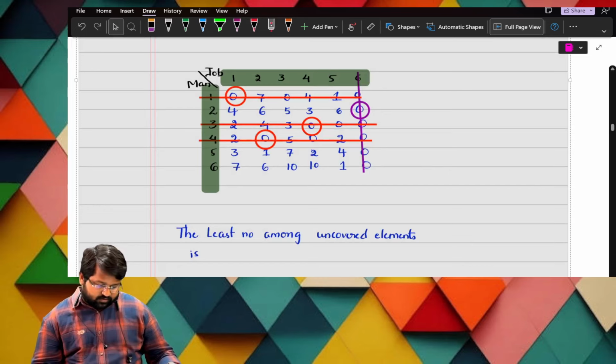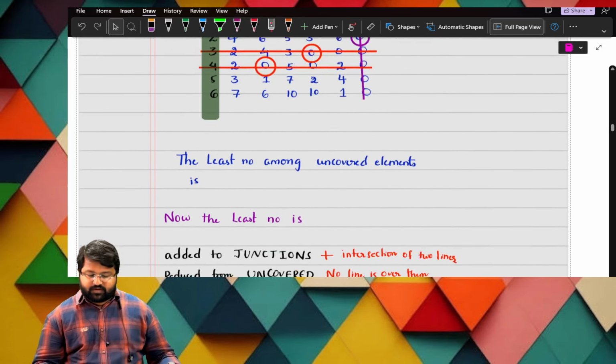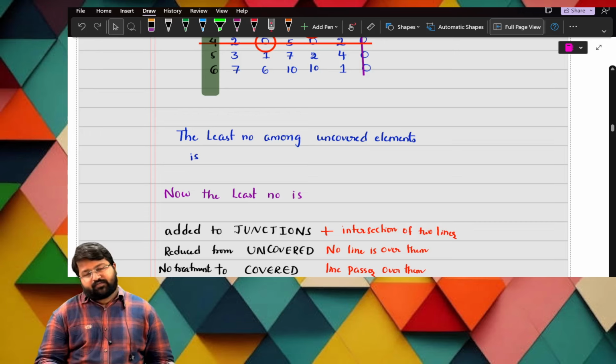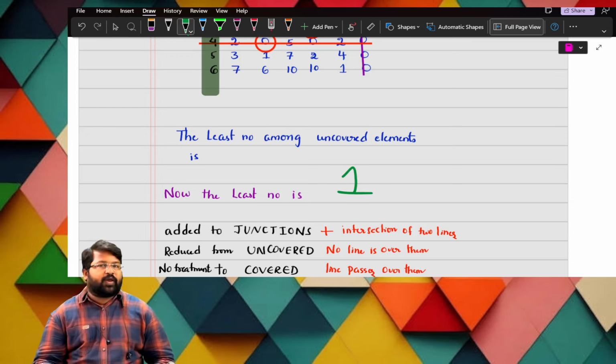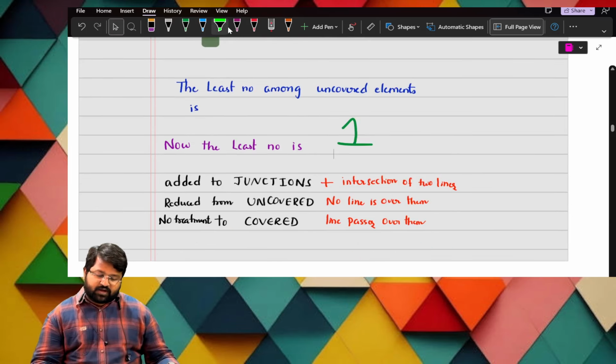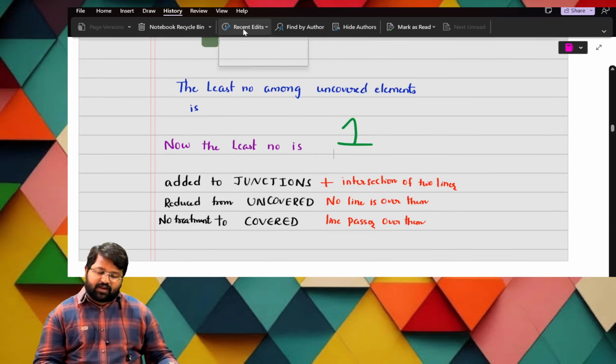Okay, is there anything more? So now what is the least number? One is the least number we have. The least number is one. Okay, so then what do I have to do with one? I have to add one at the junctions.